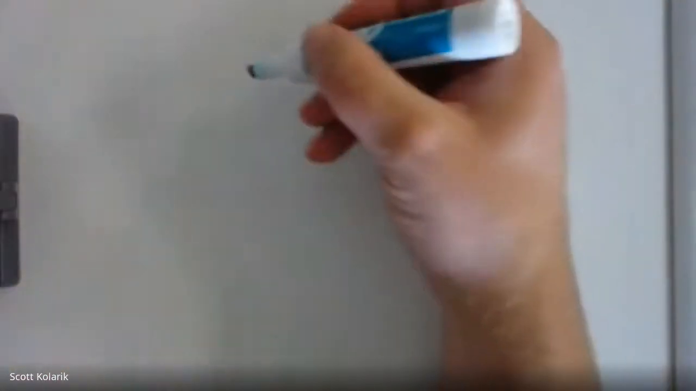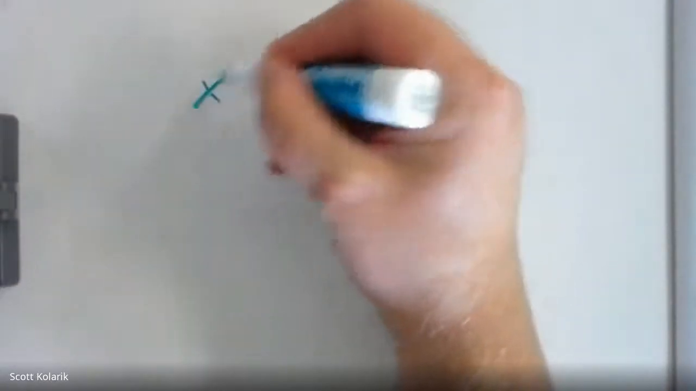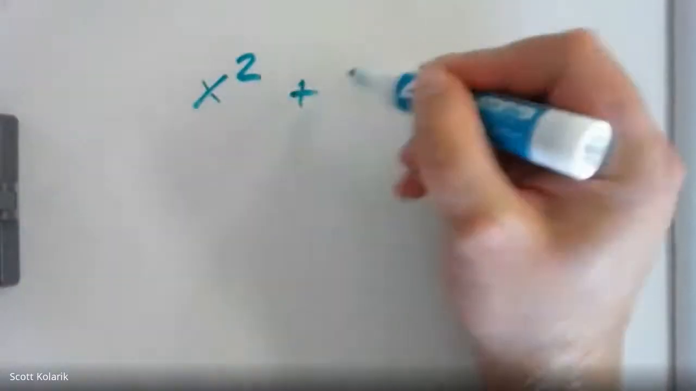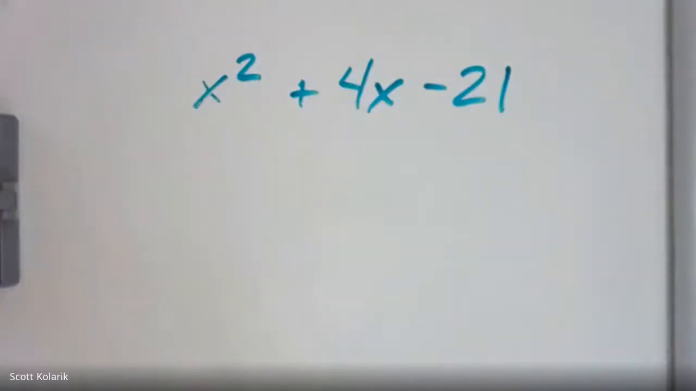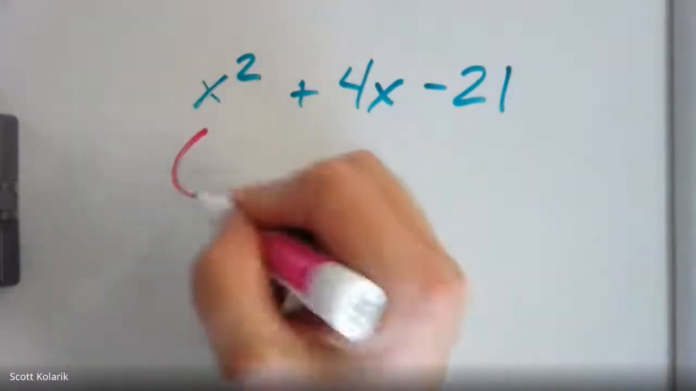Okay, so back to the whiteboard. In this case, we were given x squared plus 4x minus 21. And we're asked to factor. So again, the very first thing I would do, I know I need to factor it into this format.